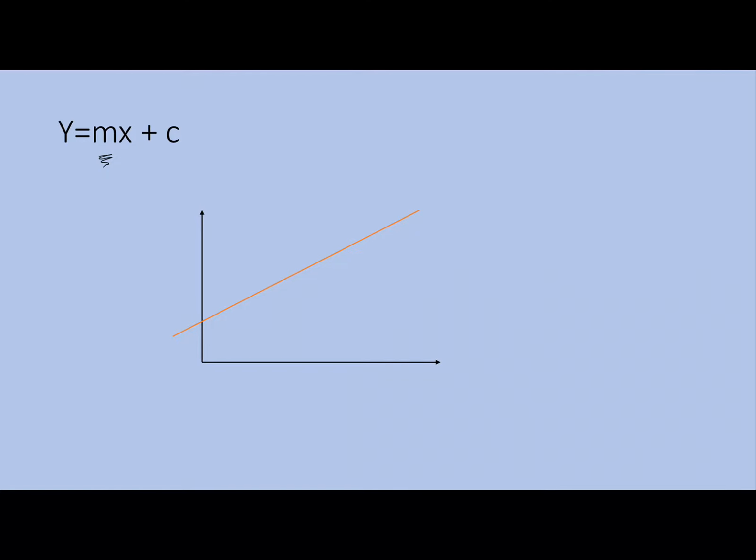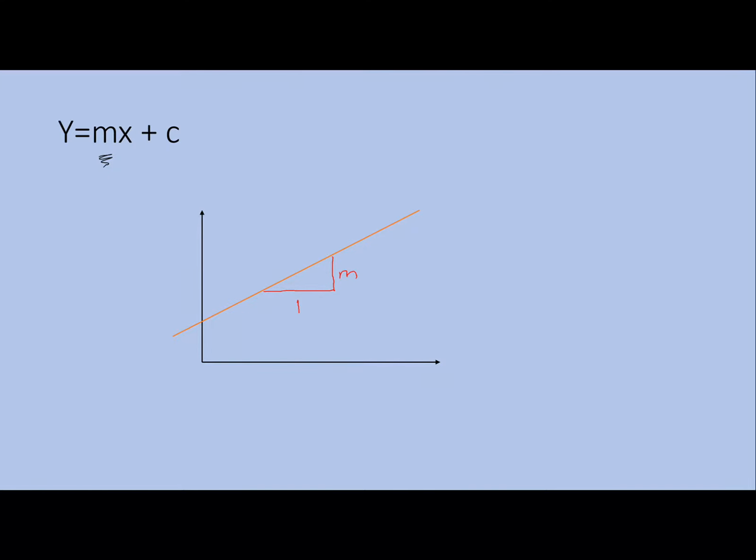You might remember that you can find the gradient by looking at the change in x and the change in y of the line. And in fact, if we say that the change in x is 1 here, then the change in y must be m, the gradient of the line.